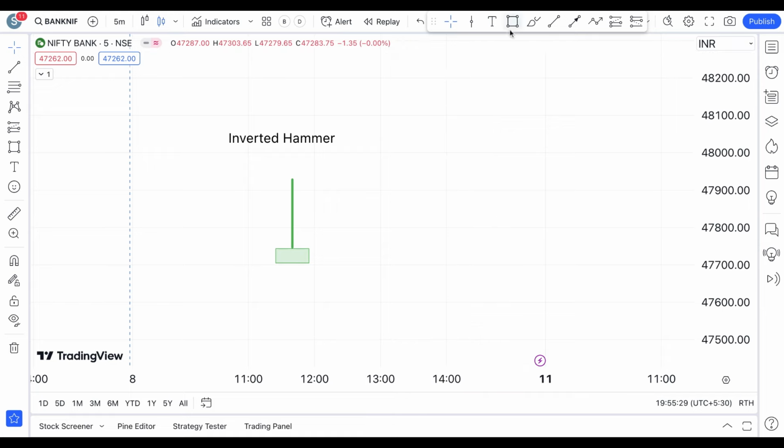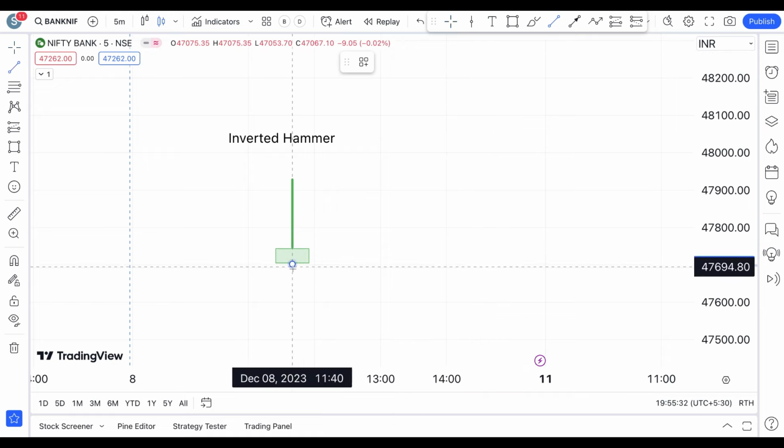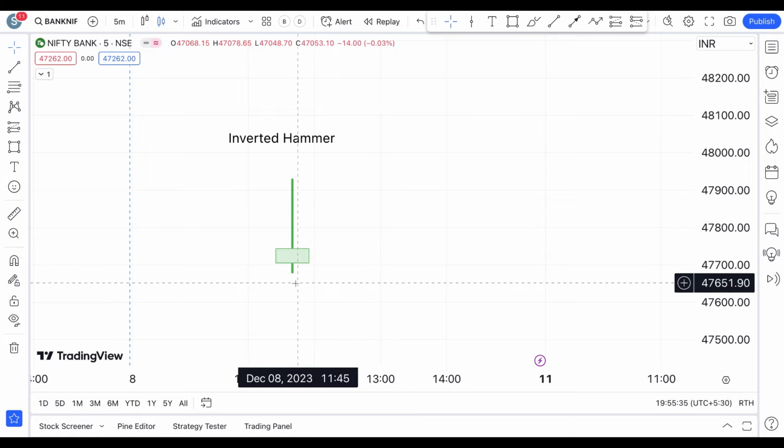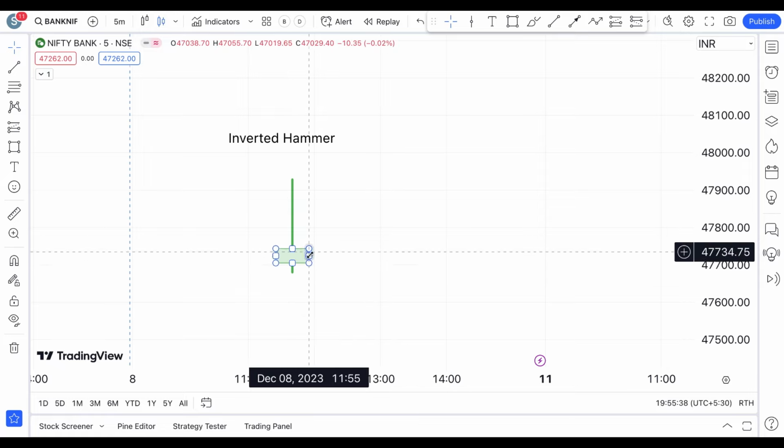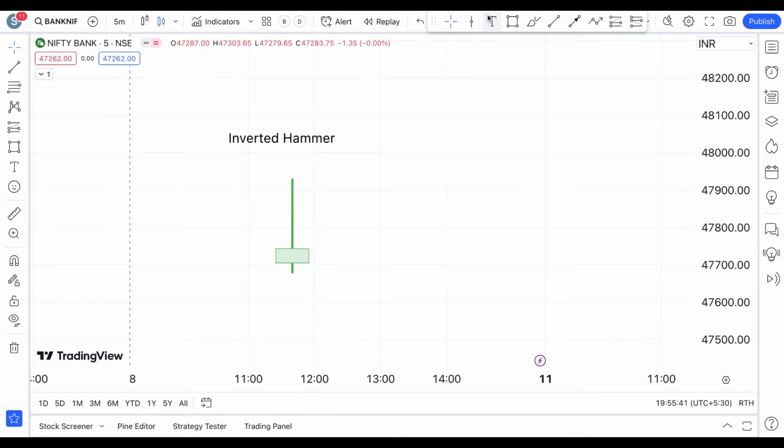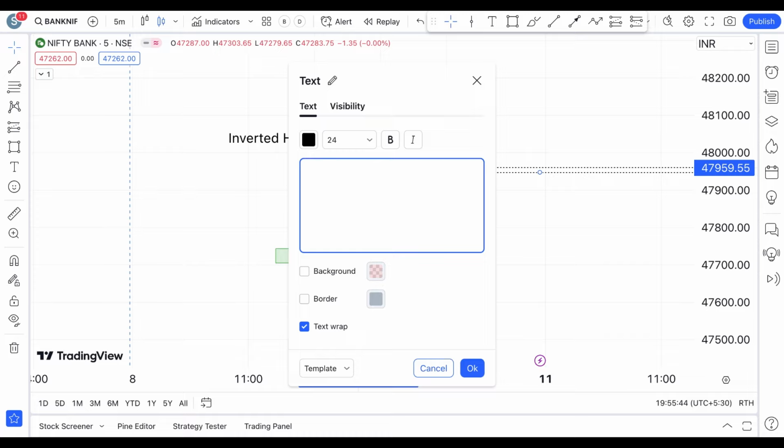Let me also add another detail here, which is the bottom wick. You can have a bottom wick, but it cannot be more than the height of your real body. To start with, let me write the points here so you can take a screenshot of this for your reference. Here you need to see the real body of the candle towards the bottom range. That is your first point.